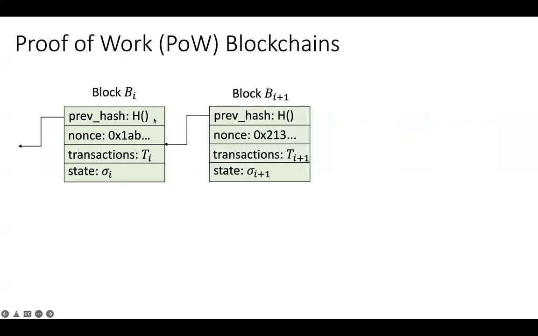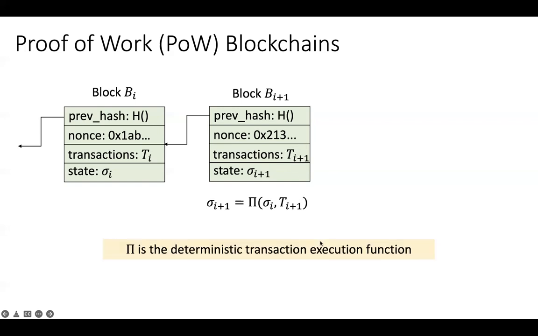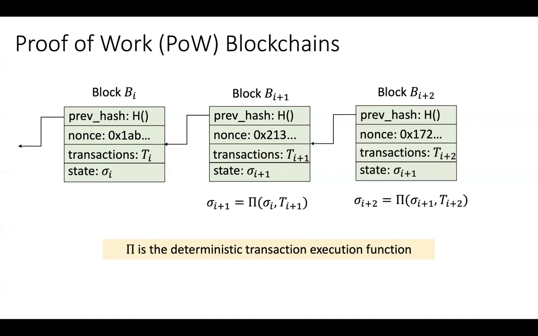Nodes append blocks to this ledger by creating new blocks where they add new transactions, compute the new state, and also solve a new proof of work puzzle, where the state sigma i+1 is computed on top of the previous state by executing the transactions in Ti+1. Here, pi is a deterministic transaction execution function. Similarly, this is the example of block i+2.